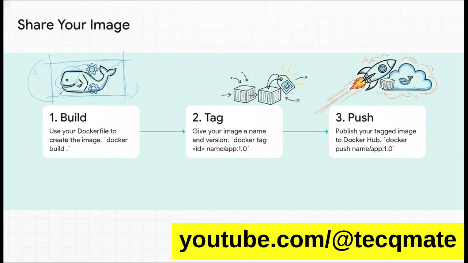First, you build the image with docker build. Then, you have to tag it so Docker Hub knows who you are and what version it is. That's docker tag. Tagging is so important for versioning. And finally, you push it up with docker push. Build, tag, push. That's it.